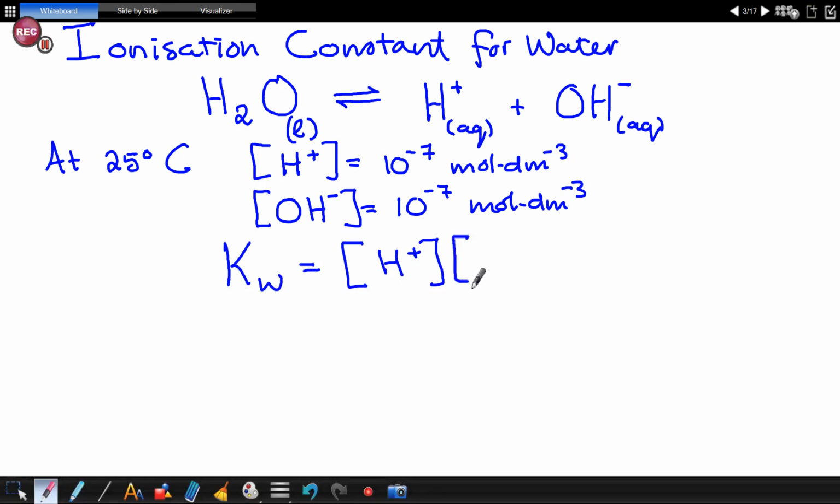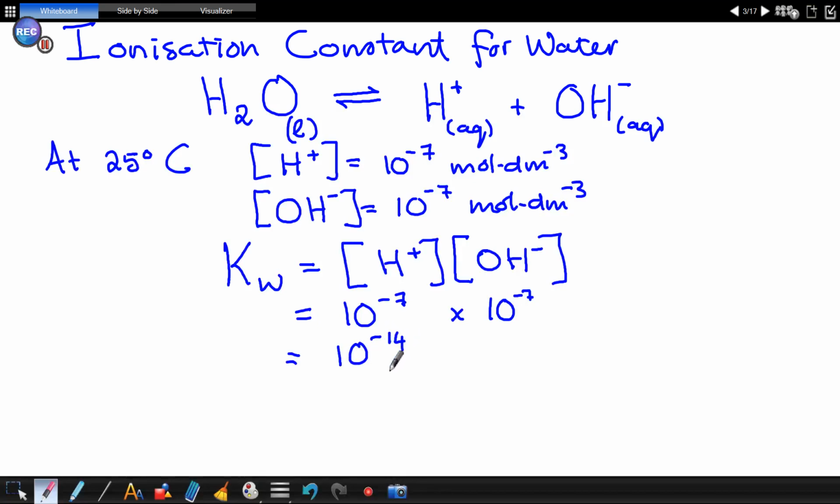So the KW for water is the concentration of the hydrogen ions times the concentration of the hydroxide ions. So what is 10 to the minus 7 times 10 to the minus 7? Yes, 10 to the minus 7 squared. It is 10 to the minus 14. Now in grade 12, you will learn that this value is a very small value. It's much smaller than 1.